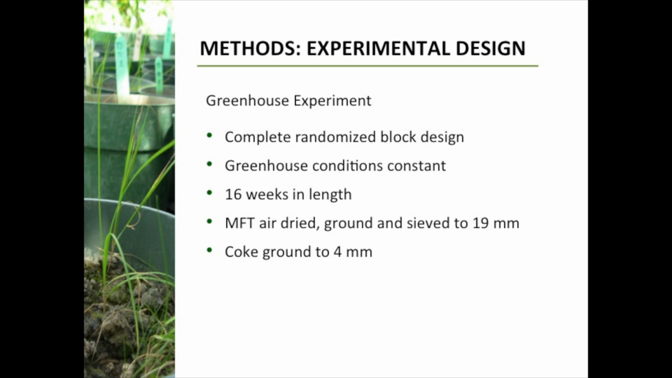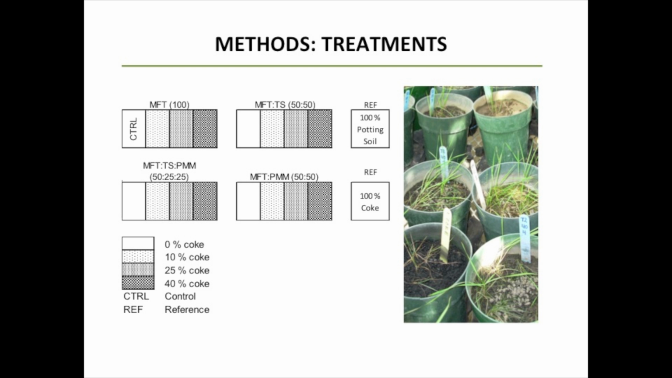Some of the methods that we used: first, we did a greenhouse experiment with these substrates. We used a completely randomized block design, and we kept the greenhouse conditions constant throughout the experiment, from 16 to 21 degrees. The experiment was 16 weeks in length. The MFT was air dried, ground, and sieved at 19 millimeters, and the coke was ground to 4 millimeters.